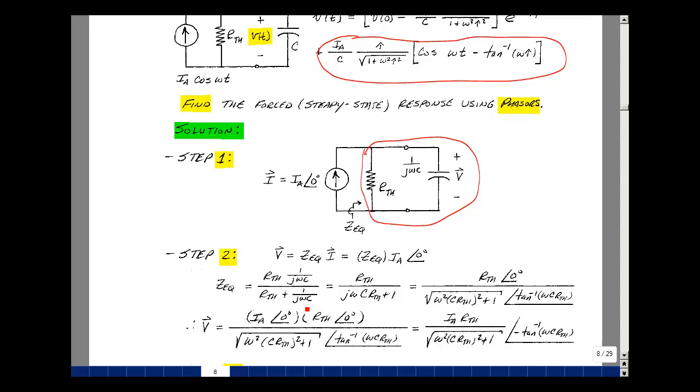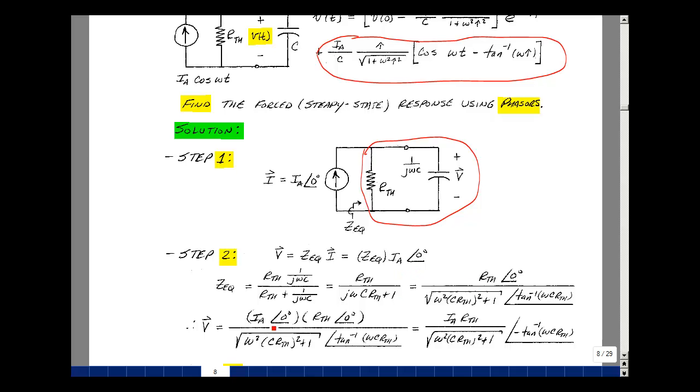Multiply numerator and denominator by j omega c. We just get R Thevenin over j omega c R Thevenin plus 1. The magnitude of this is just the resistance at angle 0. Then we take the imaginary part, square it, take the real part, square it, and then take the square root. And then the angle is the arctangent of the imaginary term divided by the real term. So it's the arctangent of omega c times R Thevenin. Multiply this by I sub A at angle 0.